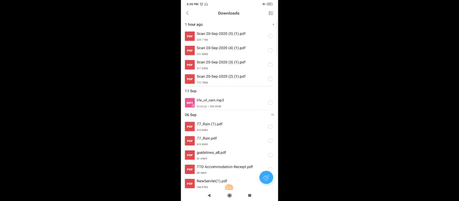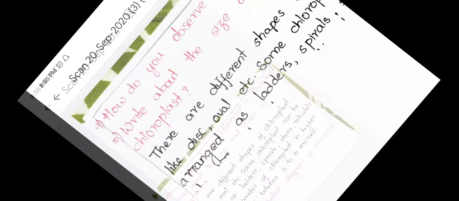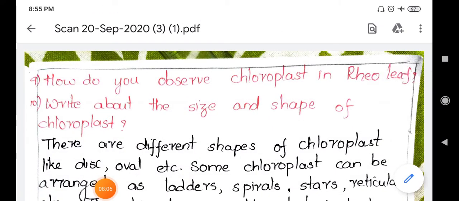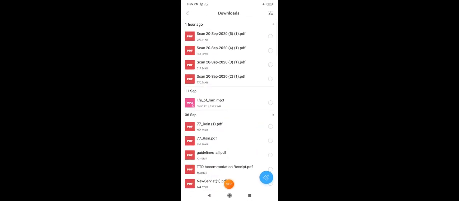Hold on a minute, we'll go to the next one. Okay, going to the next topic here. The 9th question is, how do you observe the chloroplast in rheo leaf? This is a small activity they have given. For this I'll tell you the answer. Just hold on for this. We can go to the next answer.